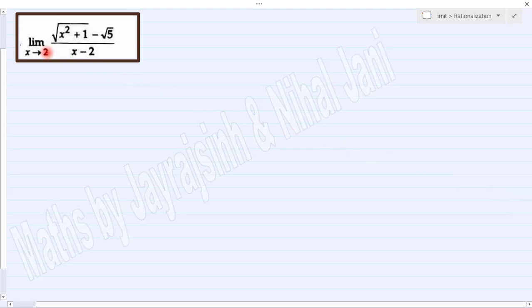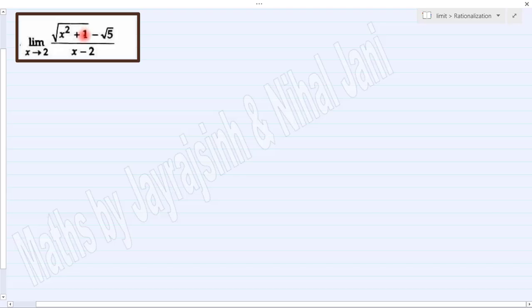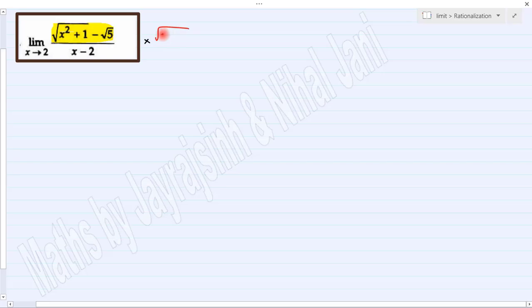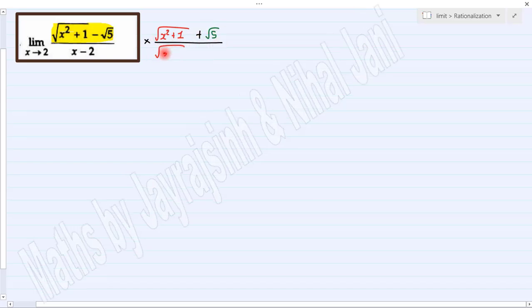Here we have to find limit x tends to 2 of under root of x square plus 1 minus root 5 upon x minus 2, which is 0 by 0 form. The term with the under root and negative sign represents that we have to use the rationalization method, in which we have to multiply and divide by its conjugate, root x square plus 1 plus root 5. So divide by the same term. Now limit x tends to 2.